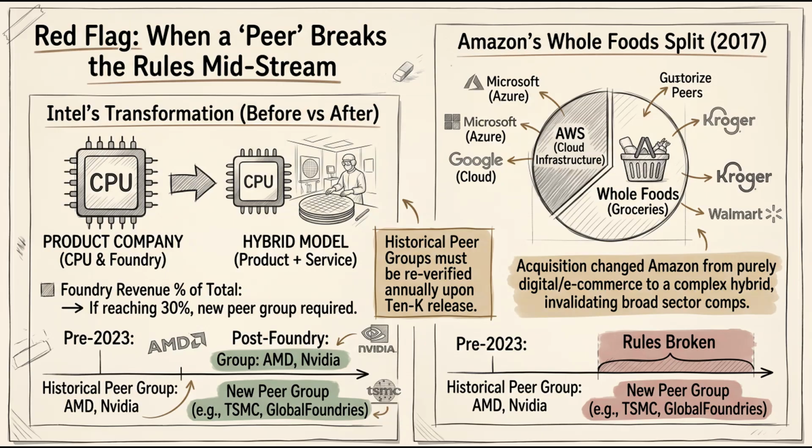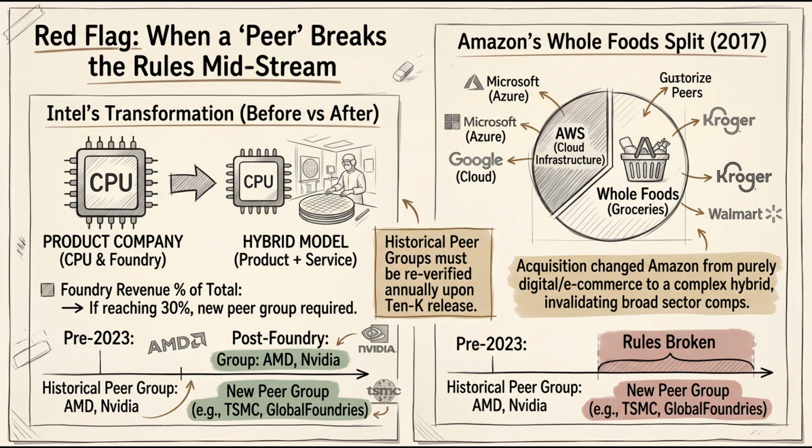Be aware of a major red flag. Companies change their business models, which can invalidate your peer group. Intel's push into foundry services transforms it from a product-only company into a hybrid product plus service firm. If foundry revenue hits 30% of the total, Intel's peers should shift toward TSMC and GlobalFoundries rather than AMD and Nvidia.